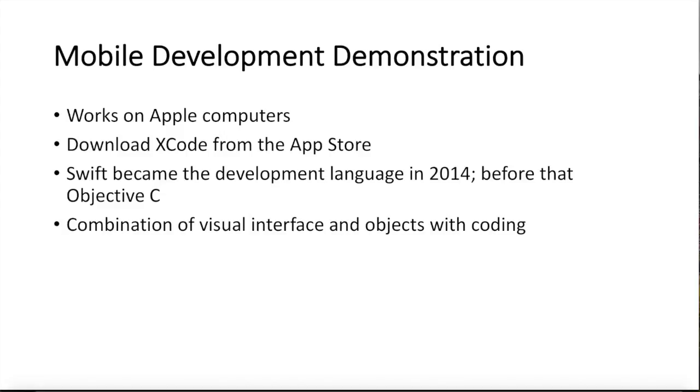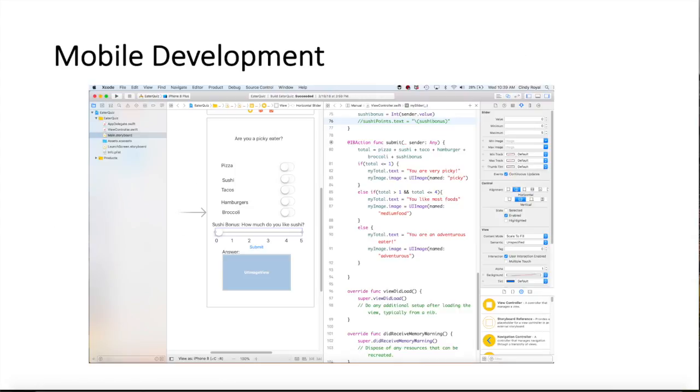So I'm going to go over a few things about application development, and then I will try to do a brief demonstration of some very, very basic features of using Xcode and Swift. So this works only on Apple computers because this is the Apple development environment. And you would download Xcode from the App Store, on the Apple App Store. It's a program that you would put on your Apple computer. And Swift is the language that became the main development language in 2014. Before that, it was called Objective-C. And the way you do development for apps is a combination of a visual interface and objects with coding, which I'll show you in the demonstration.